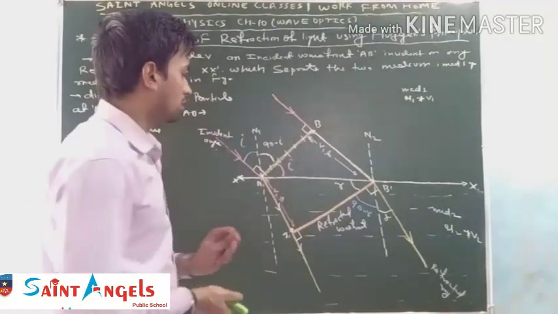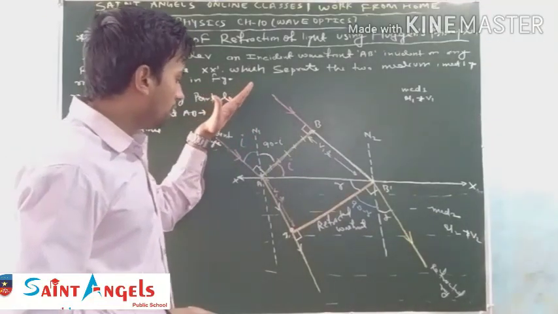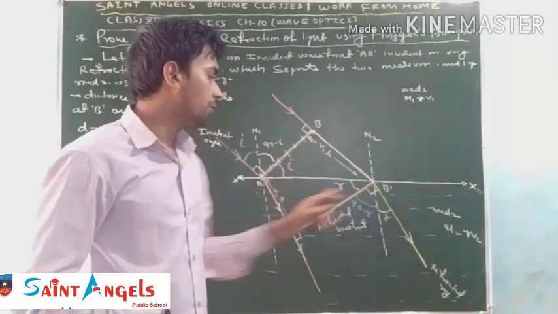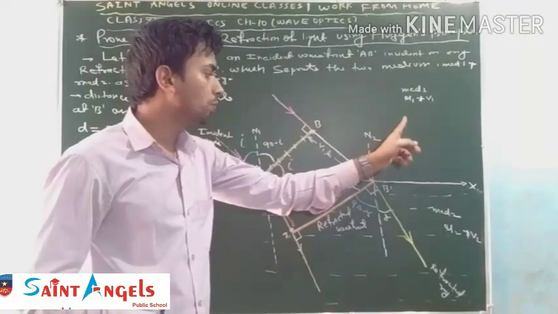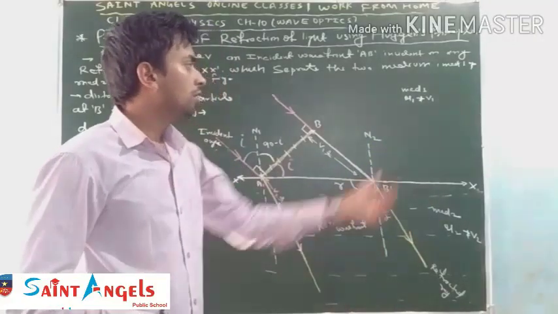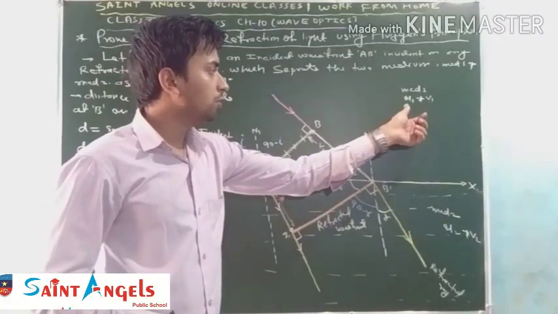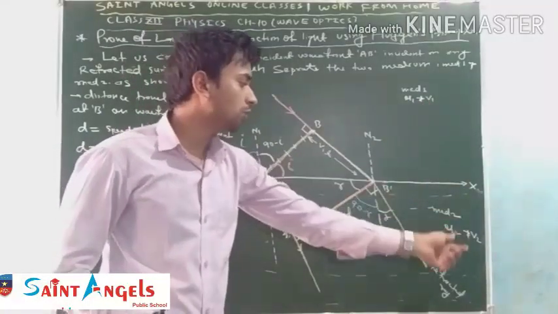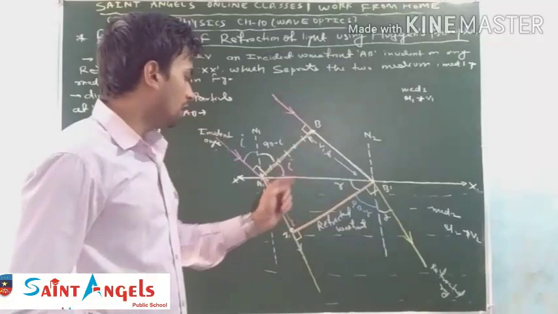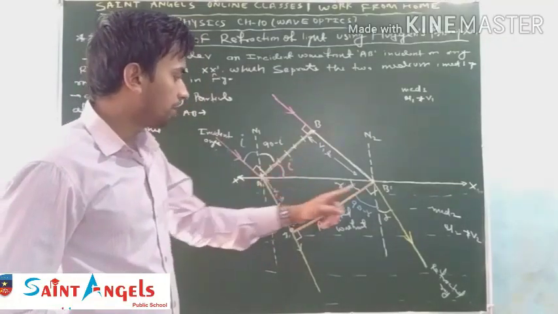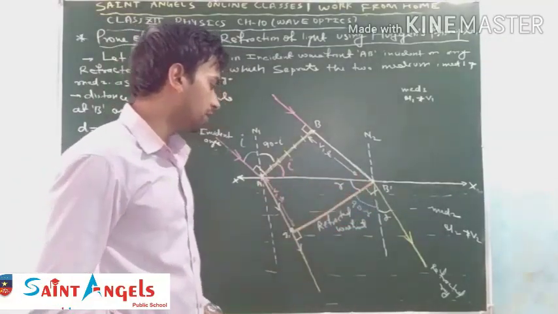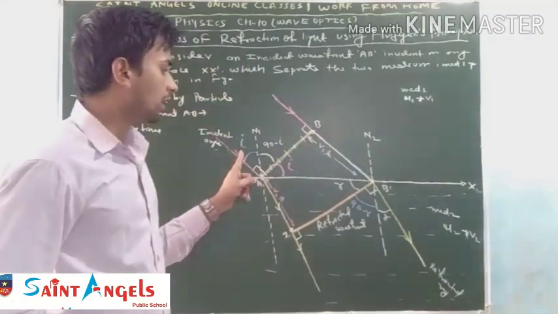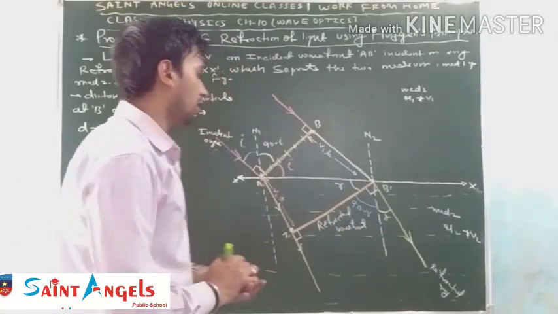So student, let us consider a plane wavefront AB incident on a refracting surface XX dash, which separates two media, medium 1 and medium 2. The refractive index of medium 1 is mu1 while medium 2 is mu2, and the speed of light in medium 1 is v1 and the speed of light in medium 2 is v2. After time t, the refracted wavefront becomes A dash B dash, which is perpendicular to the refracted rays. I is the incident angle while r is the refracted angle.